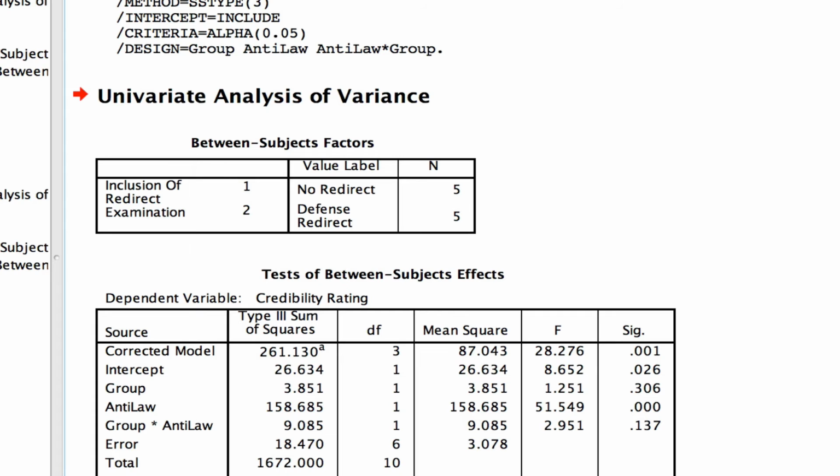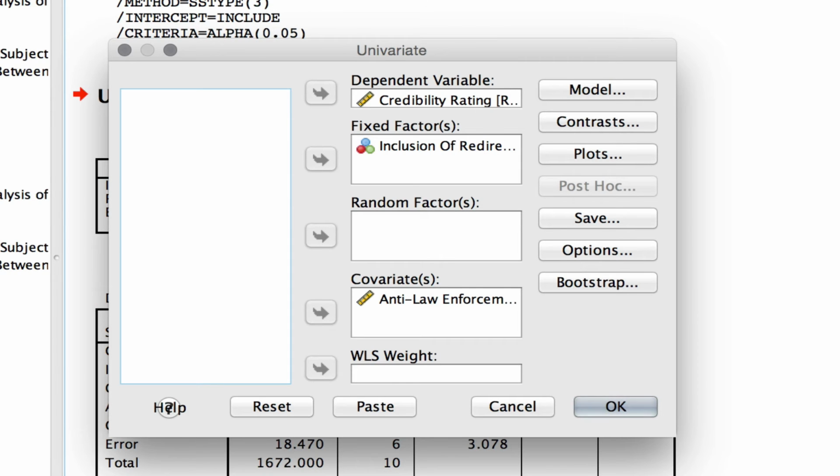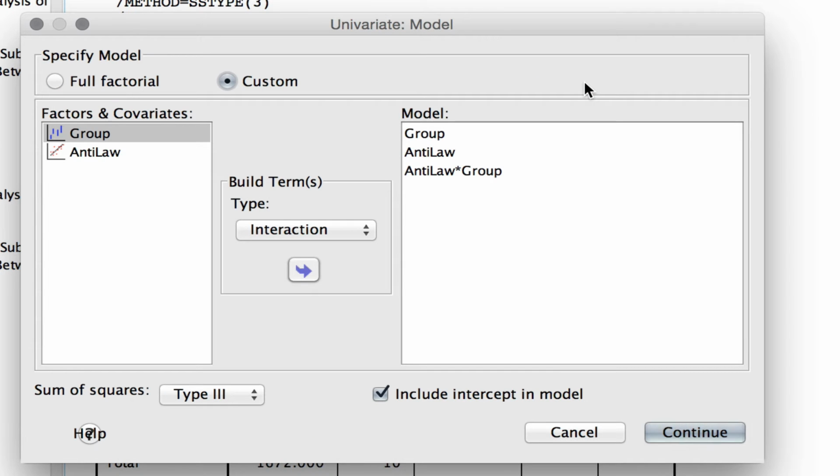So in order to do that, we're going to go back to our Analyze, General Linear Model, Univariate, and we've already got our effects specified. Our dependent variable is credibility rating, our independent variable is whether this will redirect or not, and our covariate is anti-law enforcement attitudes. But we customized the model, so we need to say we want an ANCOVA now, as you would by default. We don't want to test the homogeneity of regression assumption, so to do that we're just going to move it back to full factorial, hit continue.